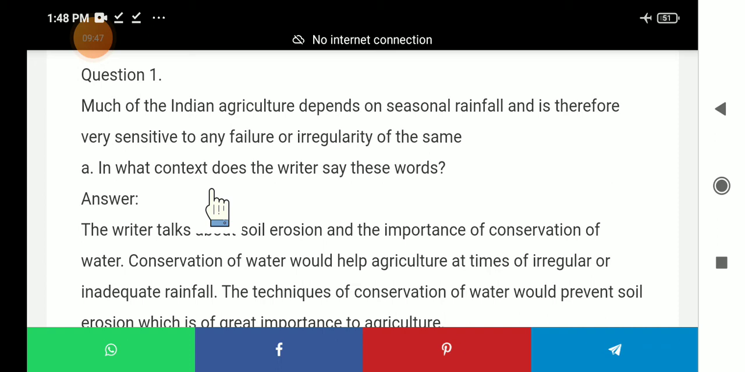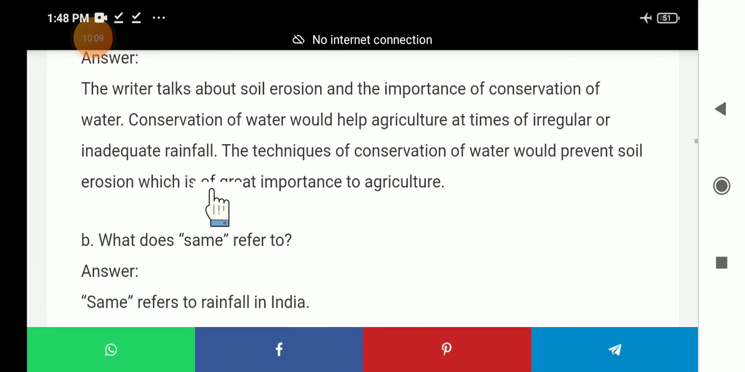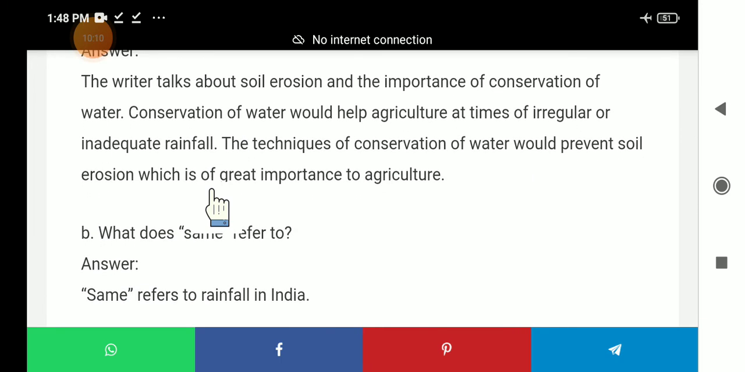So A, in what context does the writer say these words? Student, we have to write the answer related to the reference to context. So the answer is here. The writer talks about soil erosion and the importance of conservation of water. Conservation of water would help agriculture at times of irregular or inadequate rainfall. The techniques of conservation of water would prevent soil erosion, which is of great importance to agriculture.